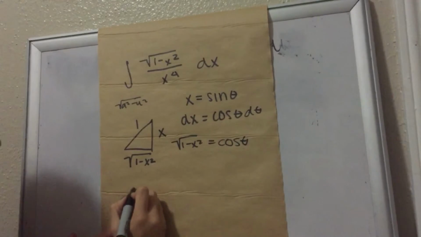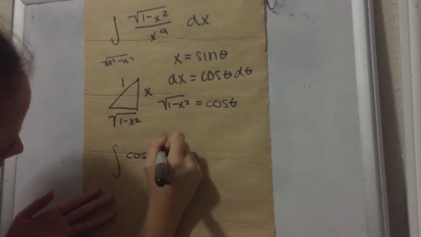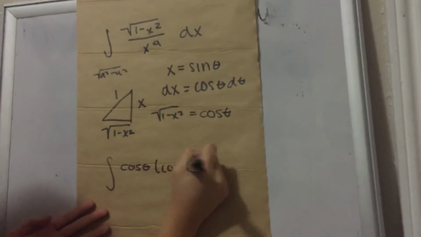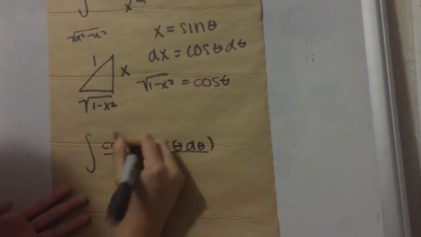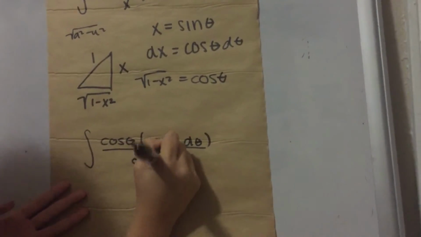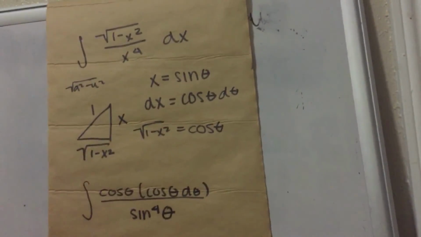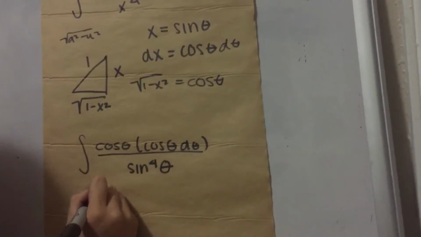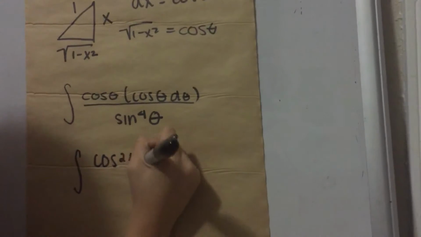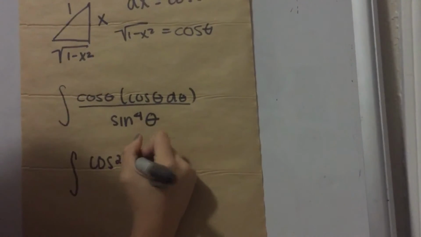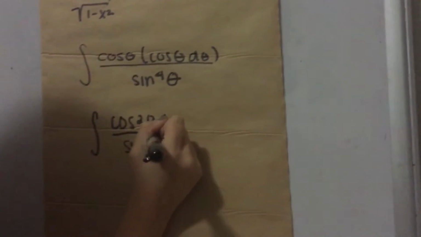Okay, so we substitute back in. We have cosine theta times cosine theta d theta all over sine to the power of 4 theta. So we did our trig substitution. Now we go down. This is the same thing as cosine squared theta d theta all over sine to the 4th theta.